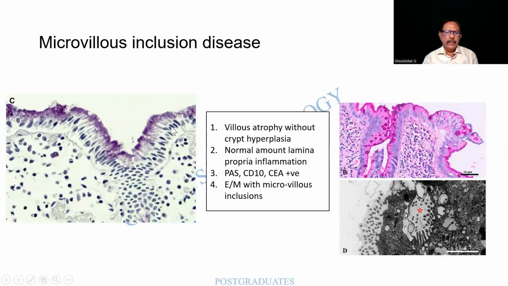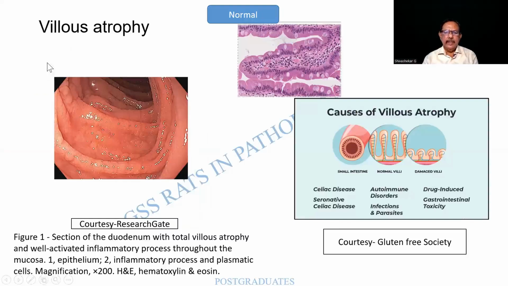So, microvillus inclusions. Obviously, you find atrophy is very obvious in this case, but when I go to the special stain, the PAS, I'm able to see the inclusions within the mucosa. And that is again very beautifully brought out by means of a scanning electron microscope. So these are the positive points for it. Microvillus inclusion disease.